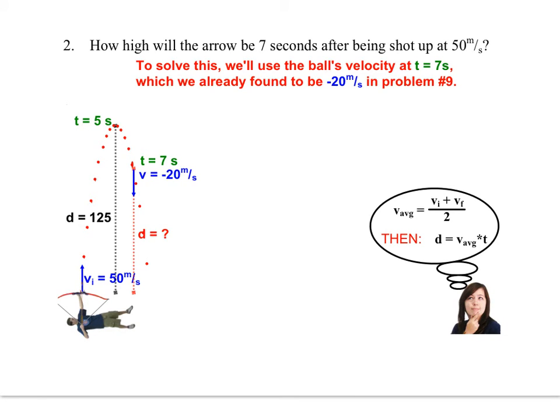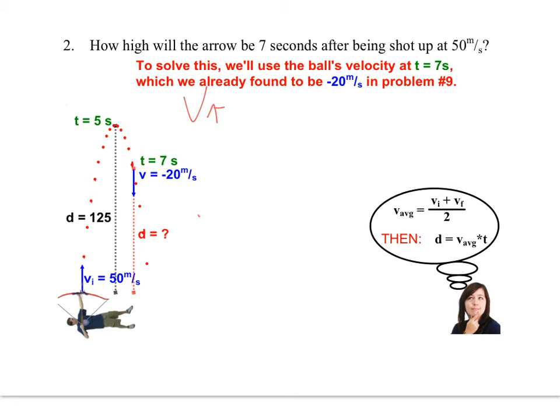We're also going to take advantage of the fact that we already went through the trouble of finding the velocity of the ball 7 seconds into the trip. We calculated that back in question number 9. We found that the arrow was moving at 20 meters per second down. That's the negative sign. So something changes here, and that's the average velocity. So I'm going to go ahead and calculate that.